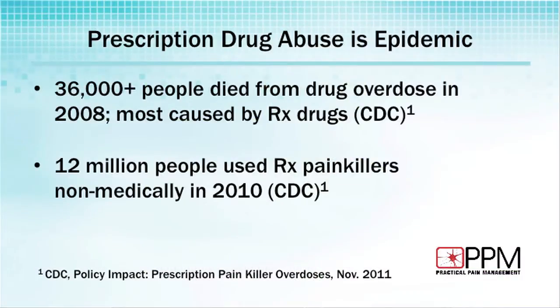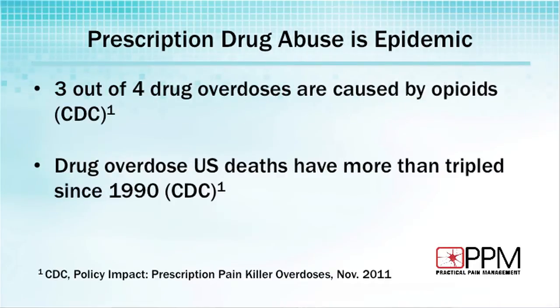You can see here that overdose deaths in the United States, 36,000 plus have died from drug overdoses. 12 million patients are using prescription painkillers non-medically in the United States right now. Of those patients that are overdosing, more than half of them are from prescription drugs, and three quarters of that are coming from opioids. And as you can see also, the overdose deaths in the United States have more than tripled since 1990.